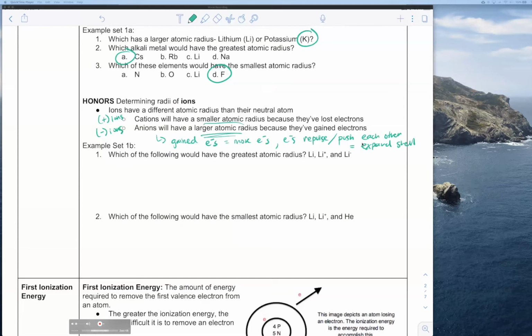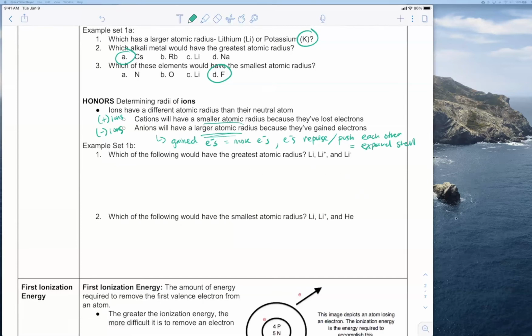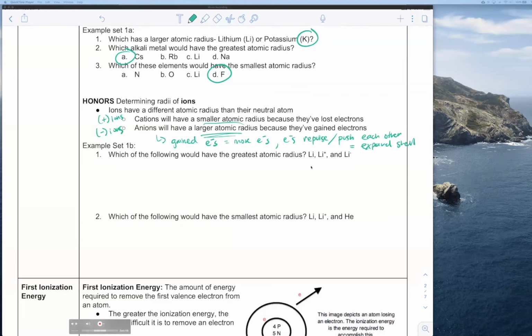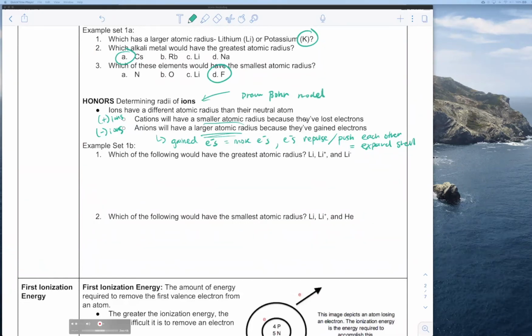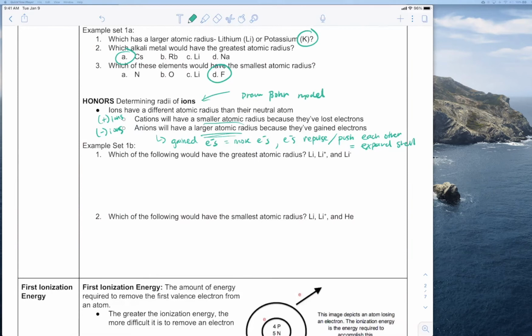So let's go over this. Which of the following would have the greatest atomic radius? I'm going to let you guys do this on your own, but I'm going to just draw the Bohr model for you guys. So whenever you're determining the radii of ions, I would say you need to draw the Bohr model to make your decision on what's happening. Or you can just memorize this fact. But I would say drawing the Bohr model is a little bit more intuitive.